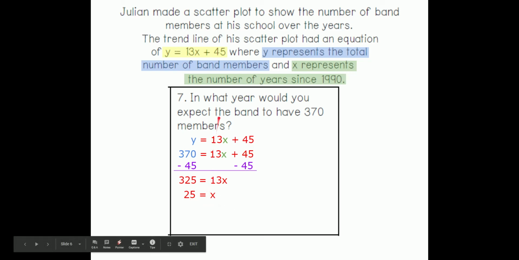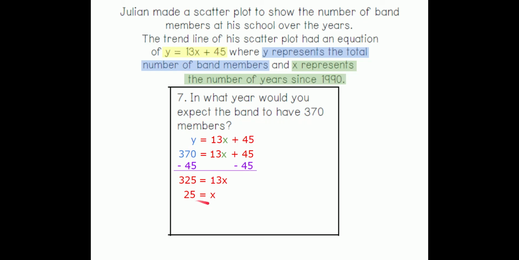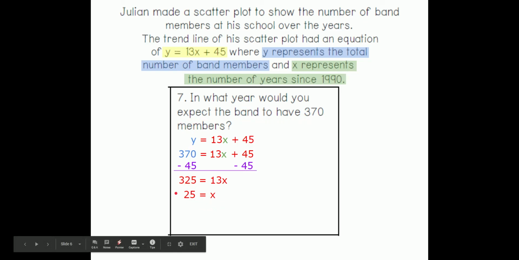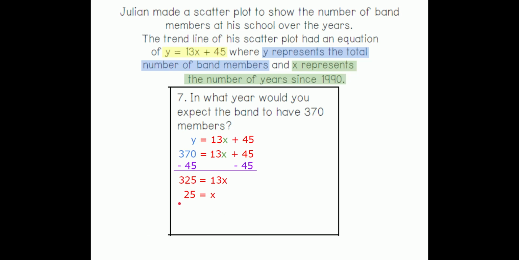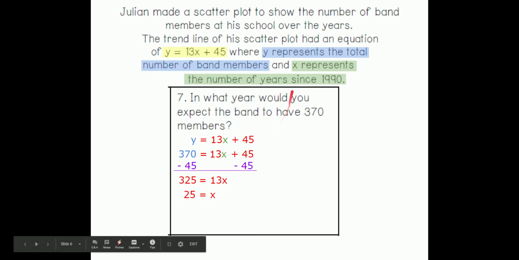That's not our answer. It's asking us in what year you would expect to have 370 members. The year wouldn't be the year 25. That doesn't make sense. You have to remember what x means. And x represents the number of years since 1990. So it'll be 25 years since 1990. What does that mean? That means it's 1990. You're going to add 25 more years to that, which is 2015. So you should expect there to be 370 band members in the year 2015.